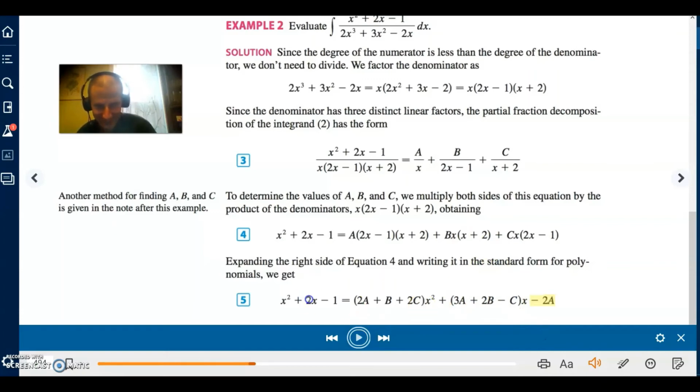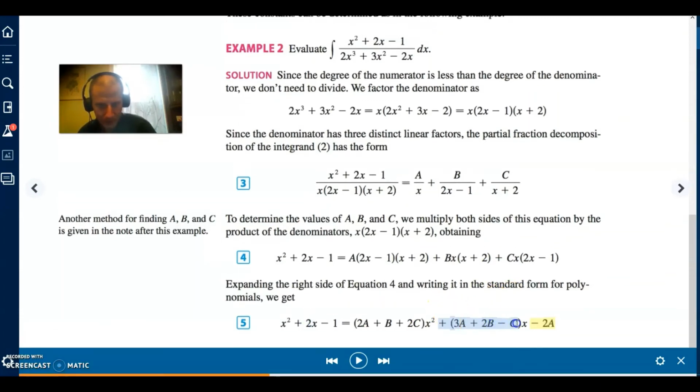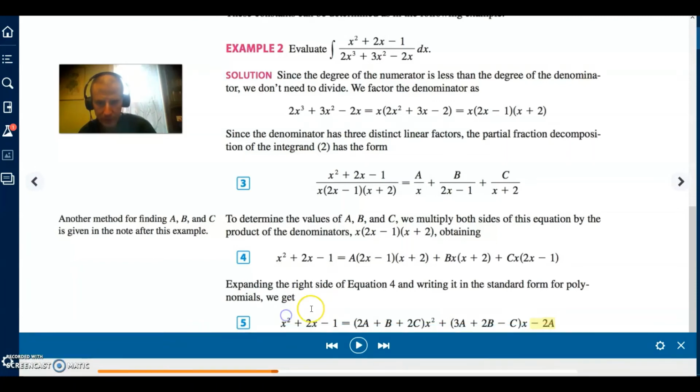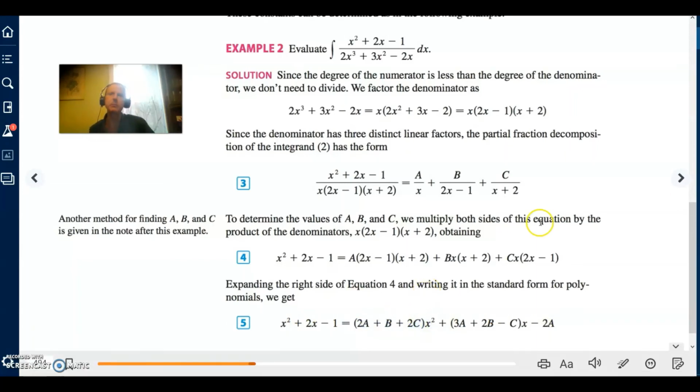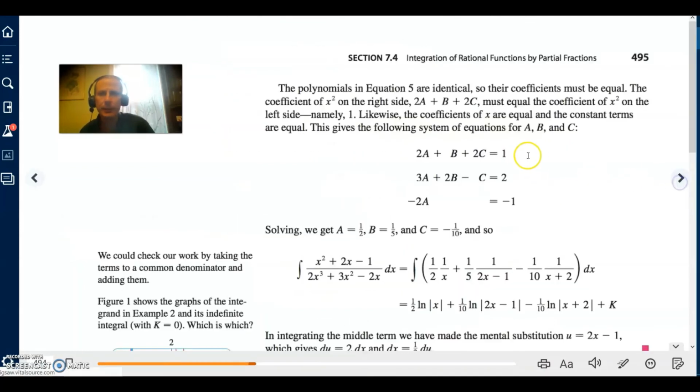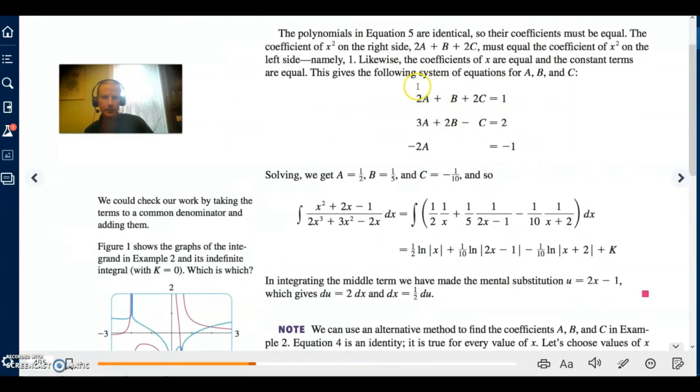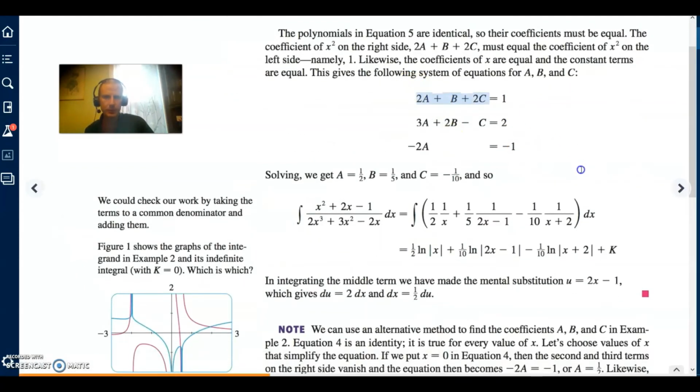Here, the coefficient of x here is 2, and the coefficient of x here is 3A plus 2B minus C, so you wind up setting 2 equal to 3A plus 2B minus C. The coefficient of x squared is 1 here, and is 2A plus B plus 2C here, so you wind up setting 1 equal to 2A plus B plus 2C. And they write that as a system of linear equations over here.